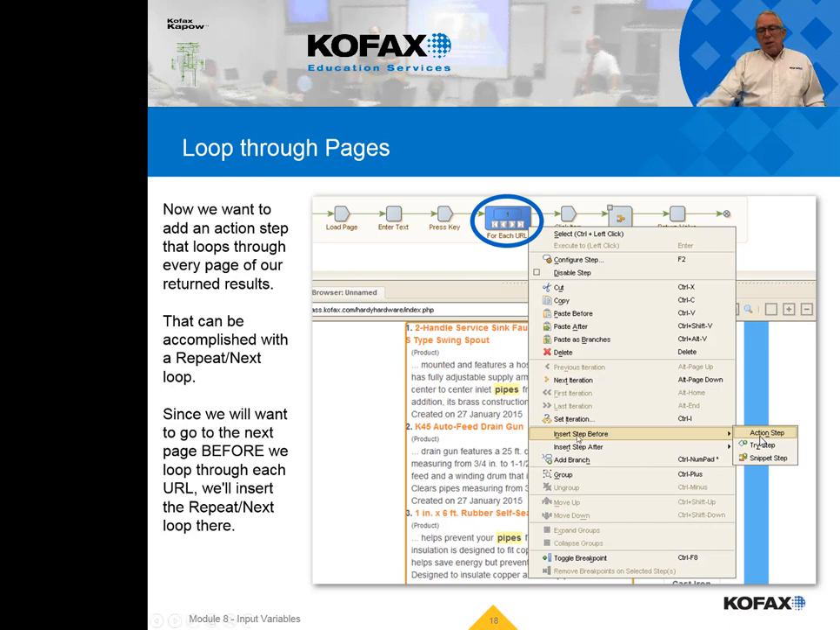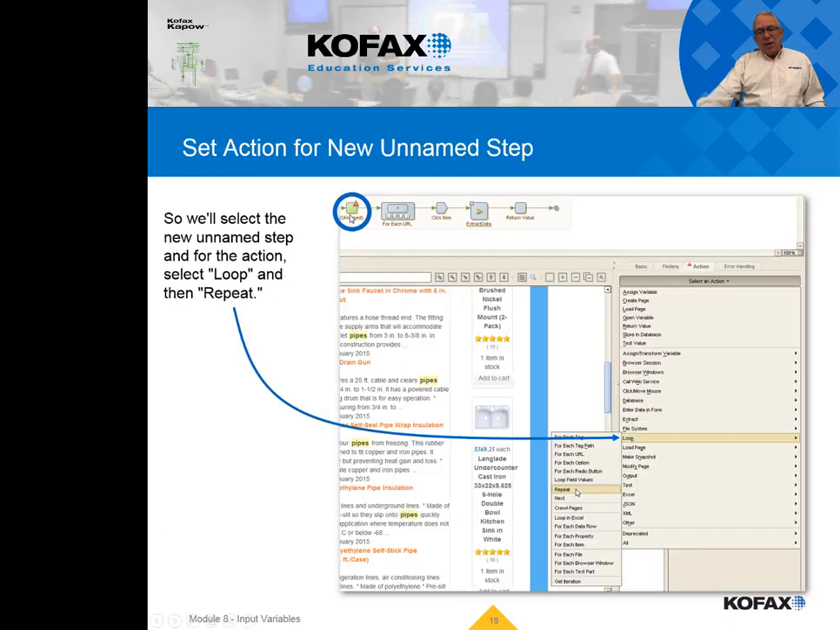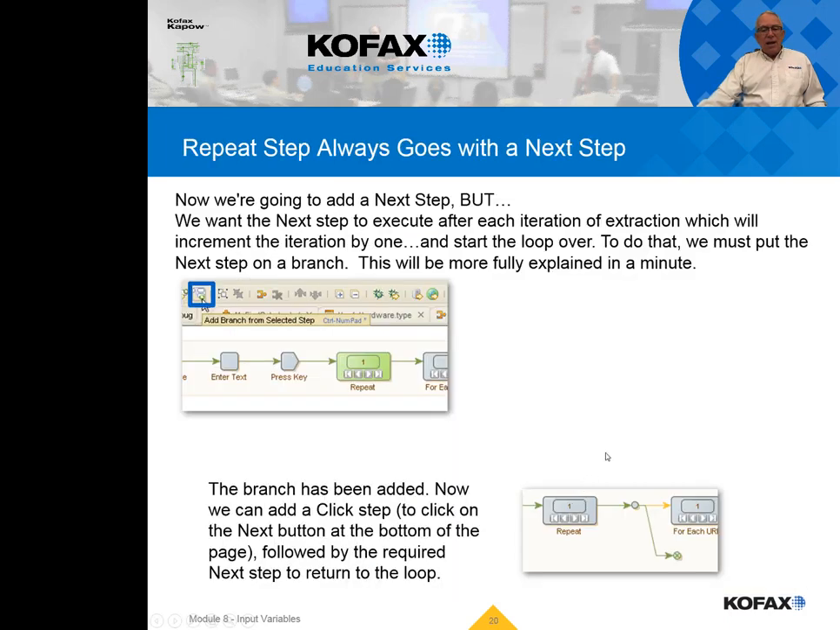Again, bear with me just a minute or two and I'll discuss the order here. I'm going to do an insert action step before the for each URL step that I have selected here. And this will add a new action step. Right now it's unnamed, no action selected. So I'm selecting it now, and I'll go to the action tab for that unnamed step, and I will select loop, and then from the flyout menu, repeat. And that'll add the first part of what's called a repeat next loop. So this actually comes before the other loop step. I've inserted it in between here.